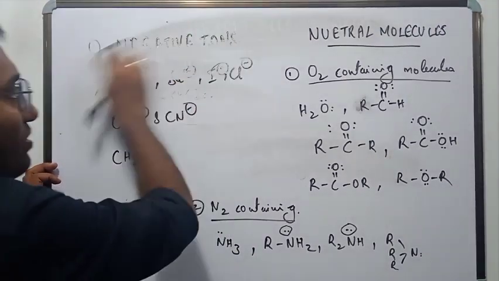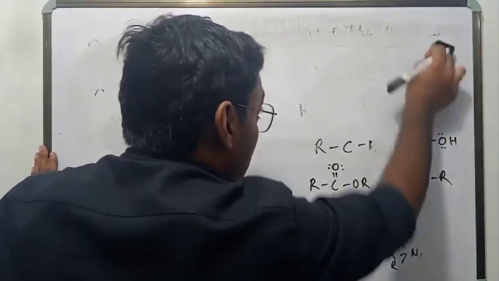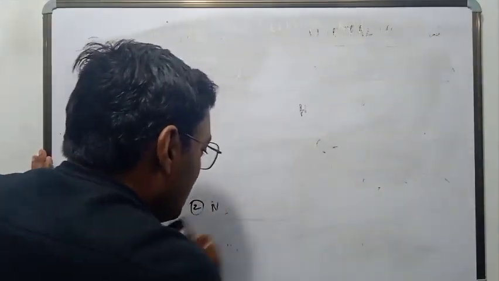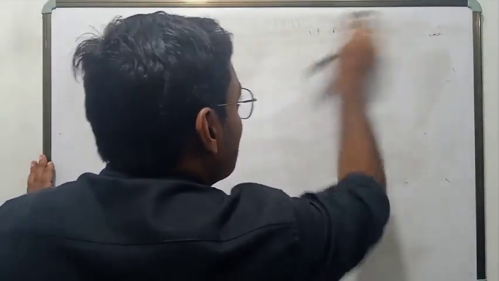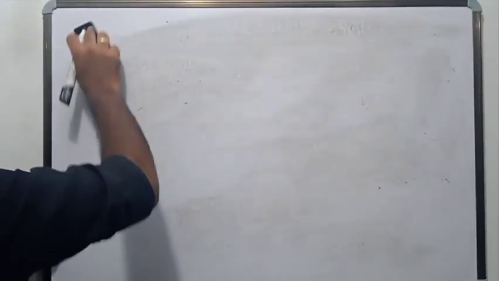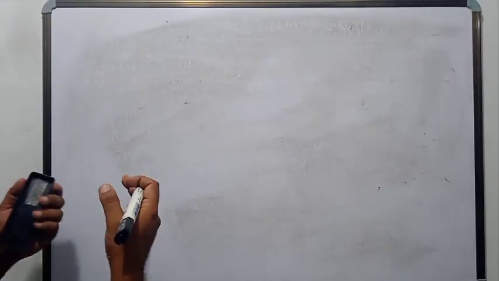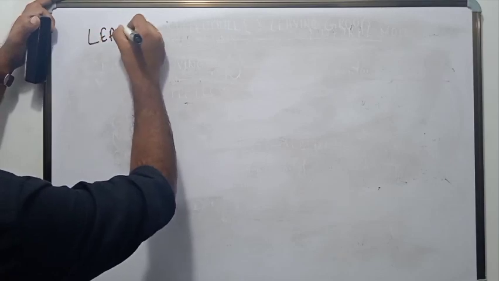Now let us see what leaving groups are. We have studied that nucleophiles love the nucleus, and the reason is they are electron rich, and being electron rich, they attack the positive part of the substrate, they attack regions of low electron density, and there we have seen the classification. Now let us look at what leaving groups are.